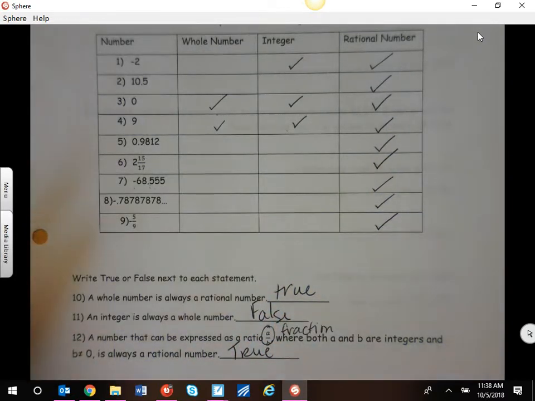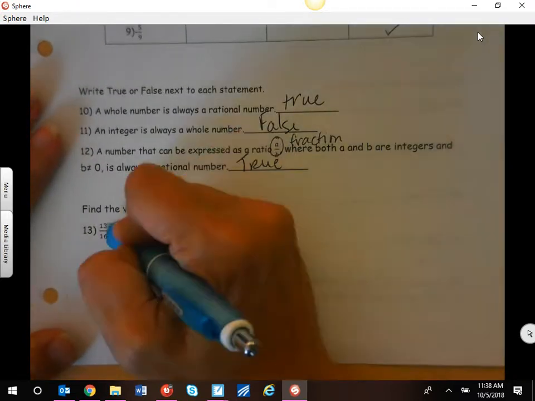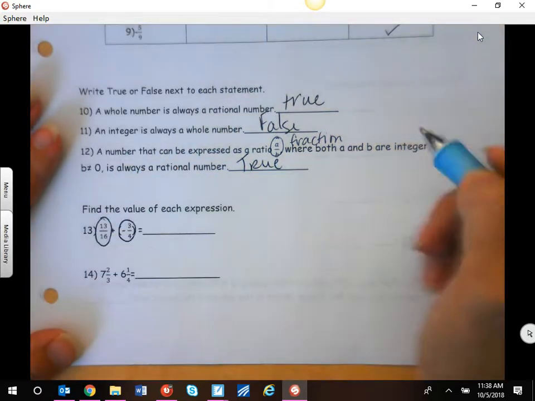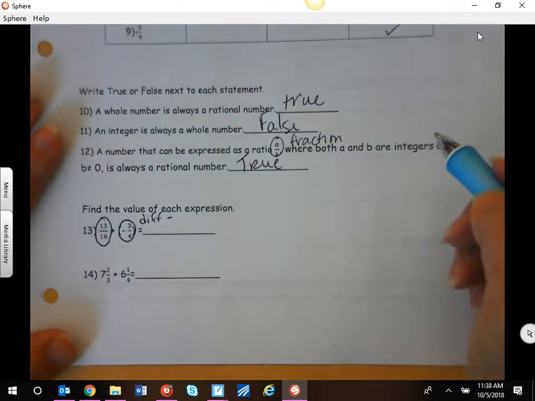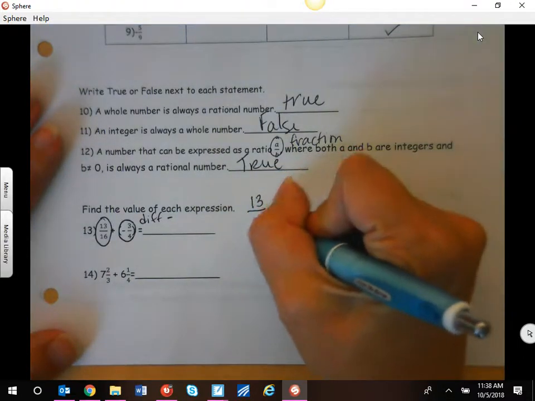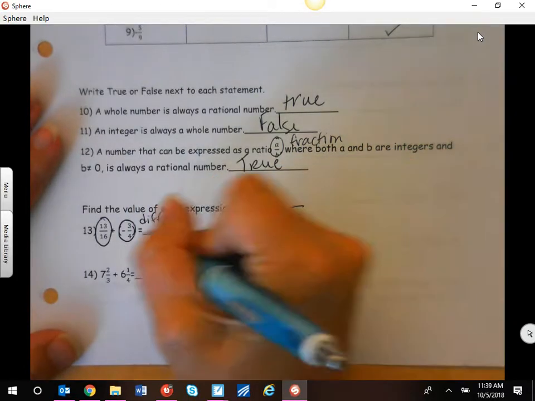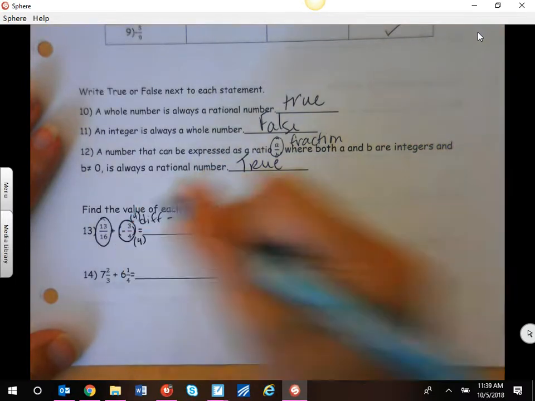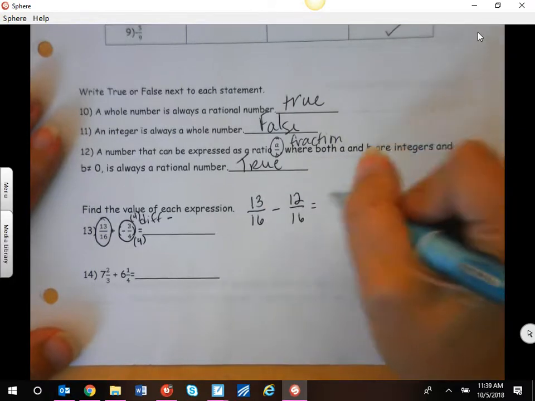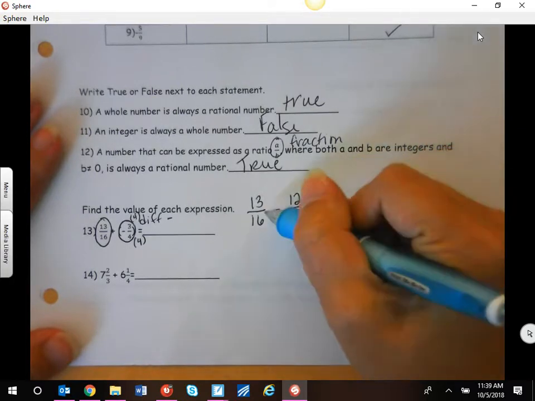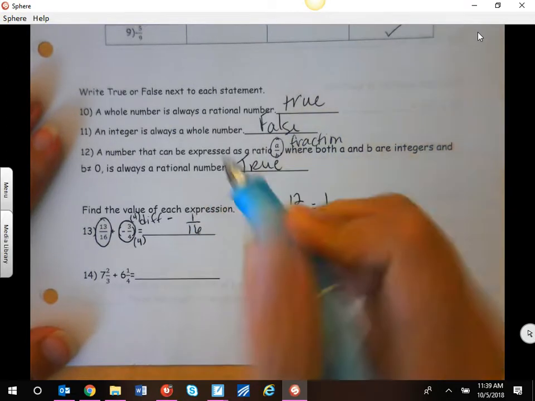Then we got into some operations. Find the value of each expression. Remember, we are also using integer rules here. These are different. So we need to subtract. We learned when we add and subtract fractions, we need to have a common denominator. Common denominator here is going to be 16. Remember, if you change the bottom, you have to change the top. So I have 12 16ths taken away from 13 16ths is 1 16th. My 13 is bigger than my 12, and it's positive. So this is a positive 1 16th.